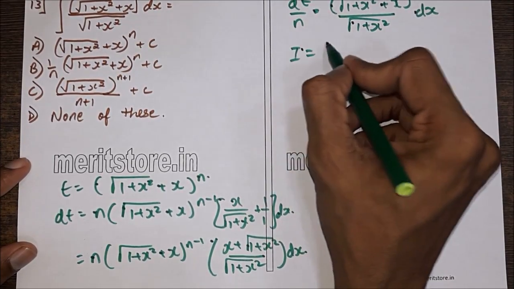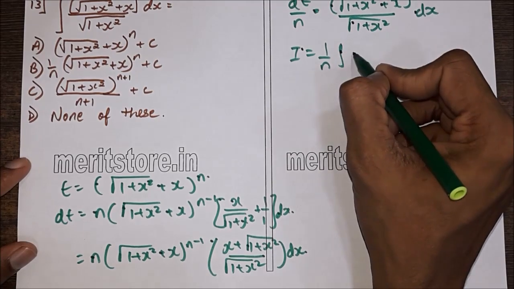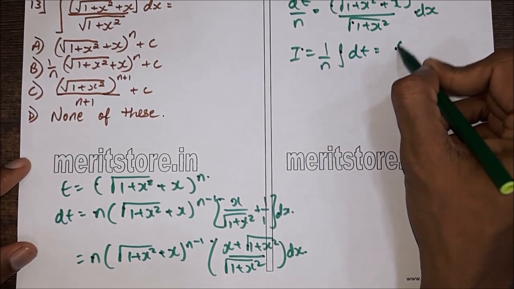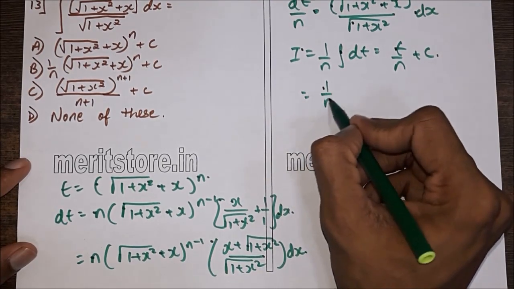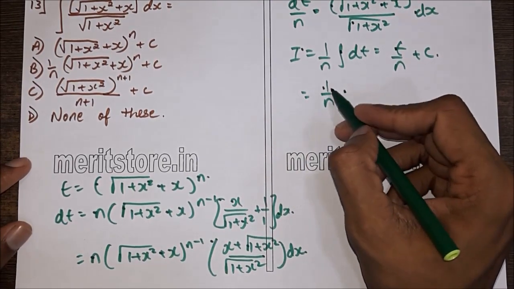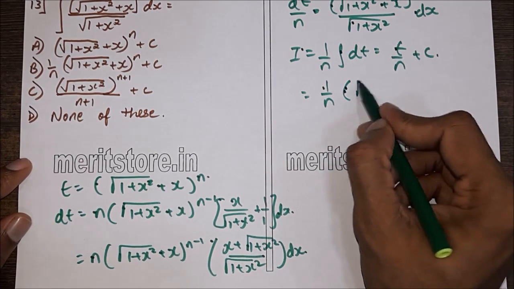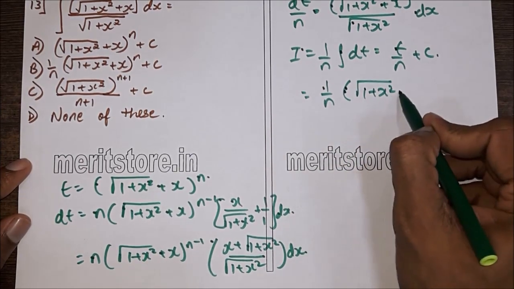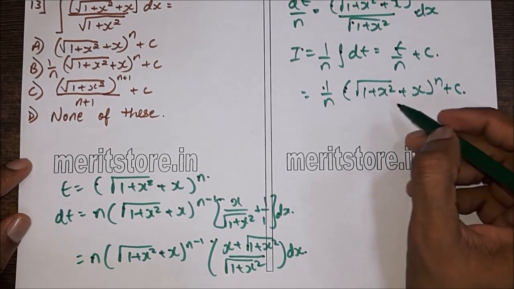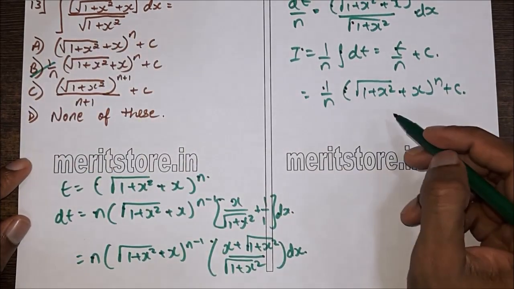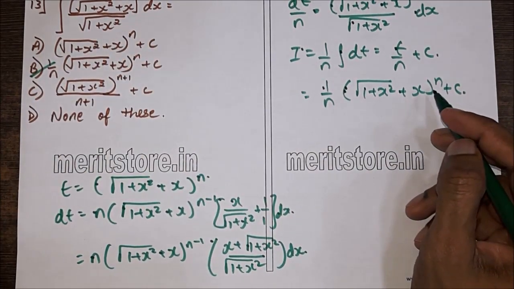Therefore we get I equal to 1 by n integral dt, which is equal to t upon n plus c. You can write this as 1 by n under root 1 plus x square plus x raised to n plus c. If you see, our answer matches with option B. Therefore option B is the correct answer.